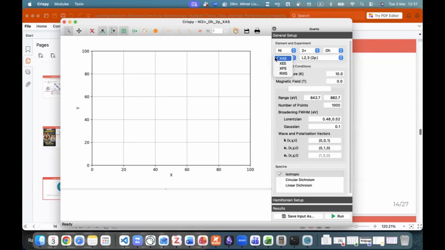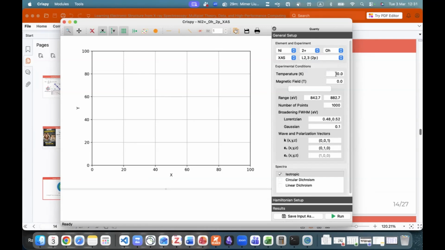Okay, for this, you could choose whether you want to calculate X-ray absorption spectroscopy, photoemission, or emission. But here I will choose XAS. And here is the edge of the spectroscopy. For example, if I choose L2,3, it means that I excite the 2p core electron to the 3d valence states. So that is what this edge indicates.